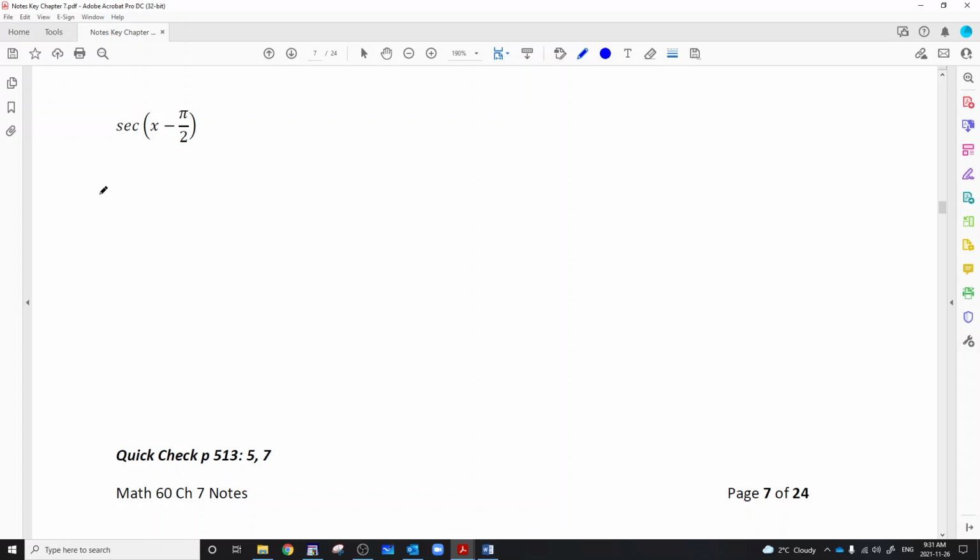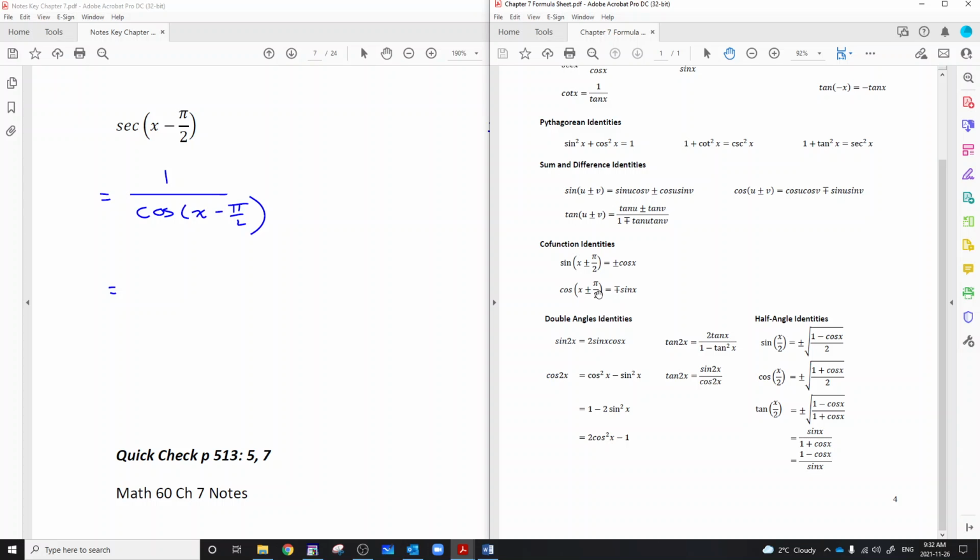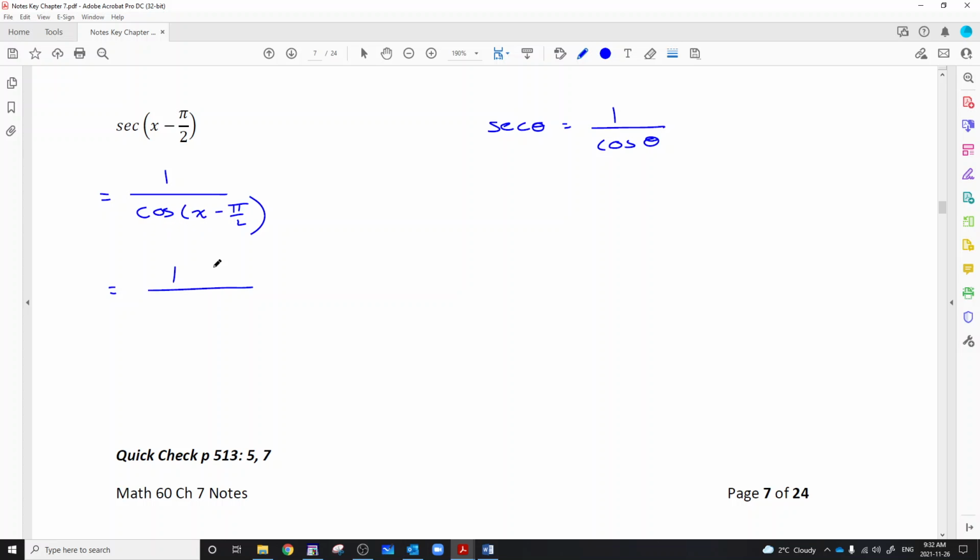So hopefully you did pause the video and you're coming back. I'm going to remember that secant of any angle is equal to 1 over cos of that angle. So I'm going to replace this with 1 over the cos of x minus pi by 2. Then I look up my cofunction identities, and I see that the cos of x minus pi by 2 is equal to positive sine x. So I'm going to replace that cos x minus pi by 2 with positive sine x. Maybe I leave my answer like that, or maybe I rewrite it as cosecant x. Either one would be great.